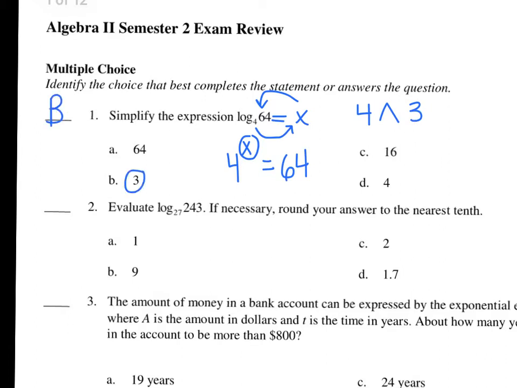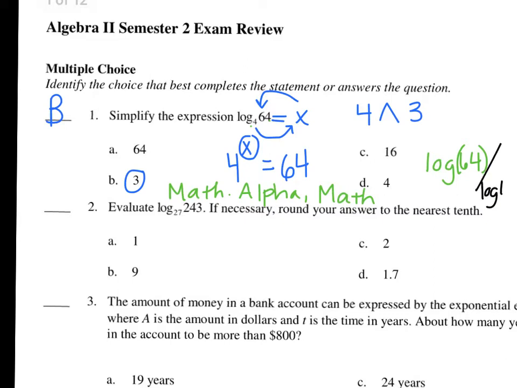Or if you want the calculator shortcut, you type math, alpha math on your calculator, and you'll be able to fill in the 4 and the 64, and it will tell you the answer is 3. If you don't have the calculator shortcut, then you would need to type log of 64, and it will start a parenthesis, so you will need to close it, and then divide it by log of 4. So without the shortcut, you just do the log of the big number divided by the log of the base, and it will give you 3 no matter what for the answer.